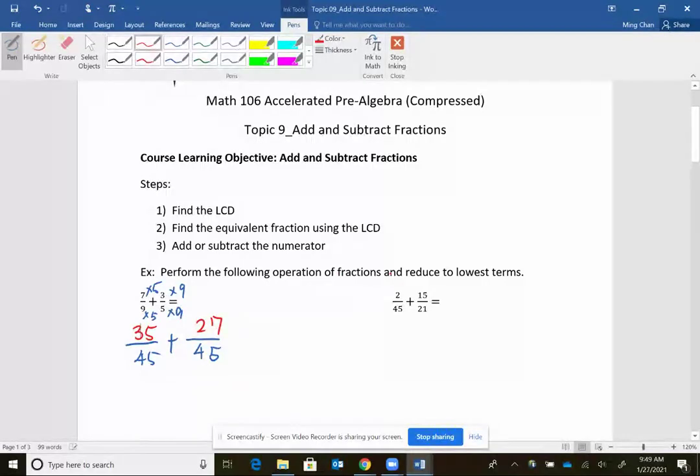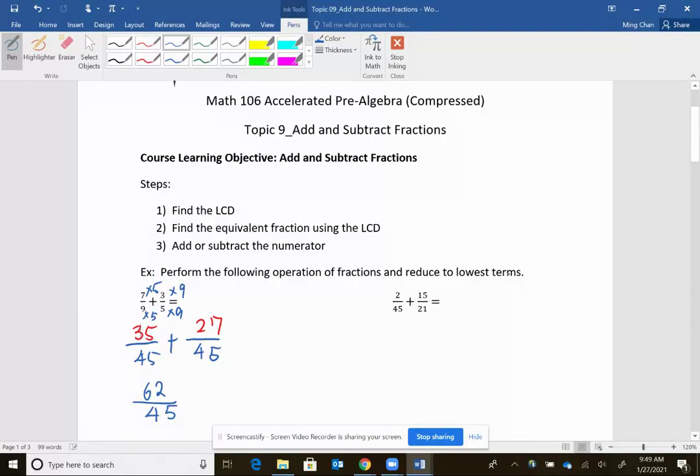Okay. Reduce to the lowest term. So if my answer is an improper fraction, I don't have to turn it into a mixed number. It's okay. Sometimes on your homework, it will tell you to turn it into a mixed number, but here we can keep it as improper. So 35 plus 27, so that will be 62 over 45.